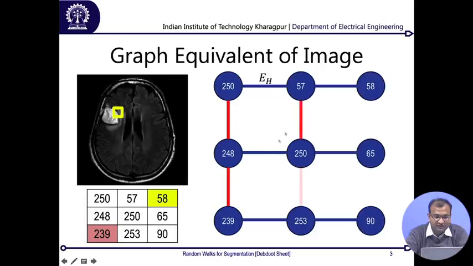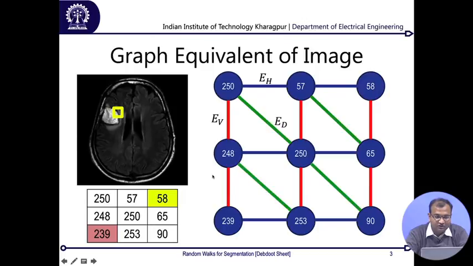Similarly, you can have vertical connections between the nodes, and these are also known as E subscript V, which are the vertical edges over there. Along with that, you can also draw diagonal edges between nodes, as well as cross diagonal ones, which together are called diagonal edges, or E subscript D. Now, if you look at any particular node over here, you would see that it has some sort of 8 connectivity to its neighbors.